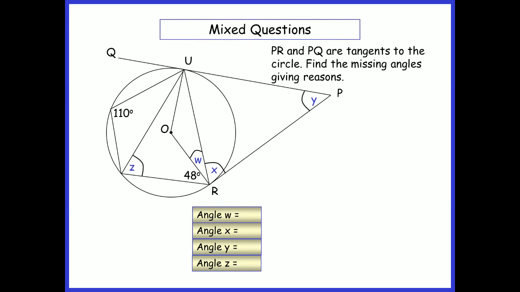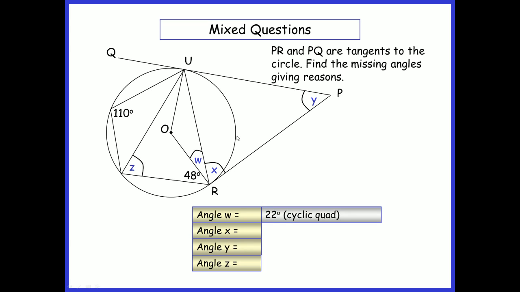One more. PR and PQ are tangents to the circle. Find the missing angles giving reasons. Angle W. This is crazy. Okay, let's start off. It's going to be 22.